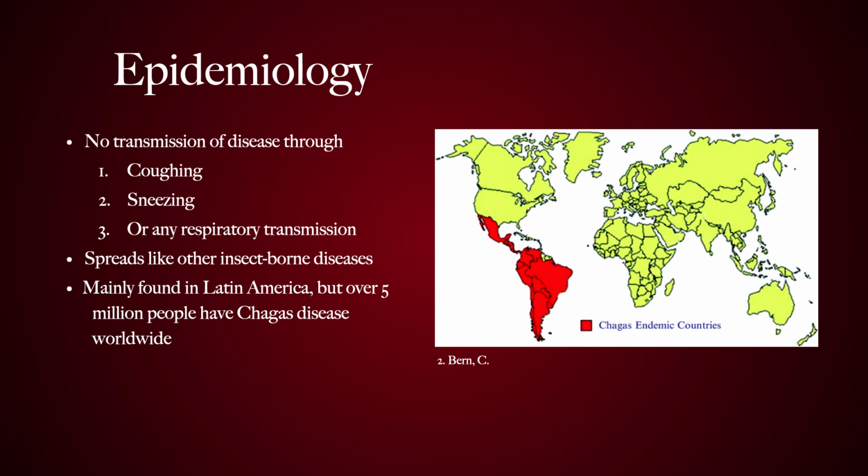Next, I'll be talking about the epidemiology. There is no transmission of the disease through coughing, sneezing, or respiratory transmission. It spreads like any other insect-borne disease, like malaria and the West Nile virus. Since it is mainly found in Latin America, there have been over 5 million cases of Chagas disease worldwide, so not just in Latin America. So it is everywhere, but mostly there.